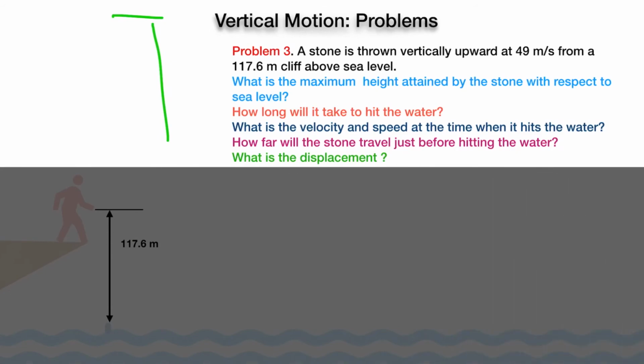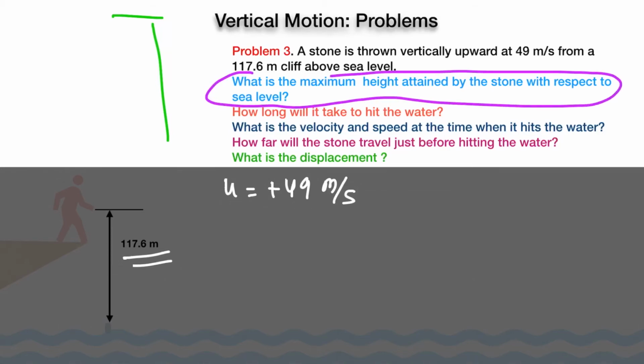Here what is given? The stone is thrown vertically upward. That means the initial velocity is given, plus 49 meters per second, from a 117.6 meter cliff above the sea level, which is this one. The initial height from where it was thrown. What is the maximum height attained by the stone with respect to sea level? The first part of this problem.